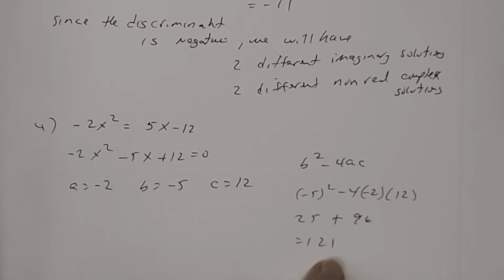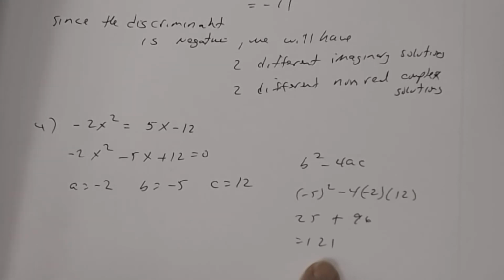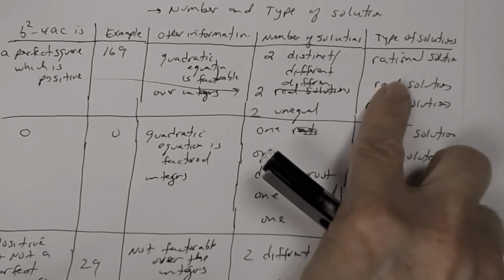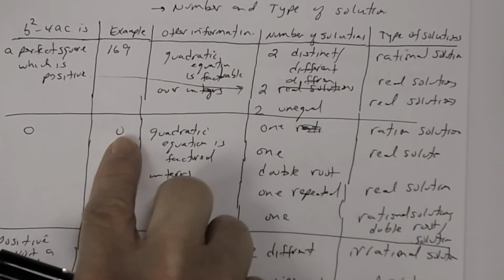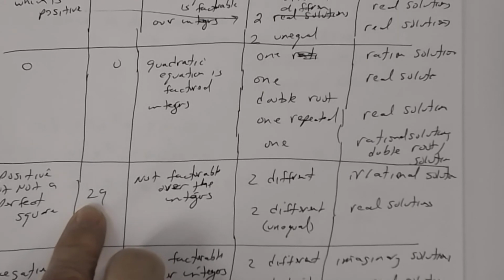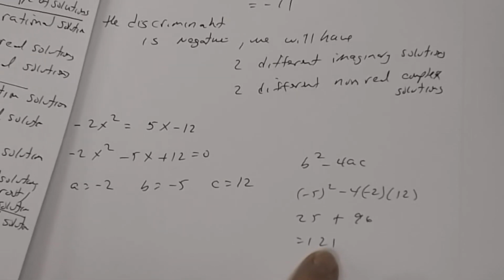Now here's the other question. We know they're real. So since it's real, will it be rational or irrational? Well, what kind of number is 121? You're going to get rational solutions if it's a perfect square or 0. It's going to be irrational if it's a positive number that's not a perfect square. So is this a perfect square? Yes, it is.